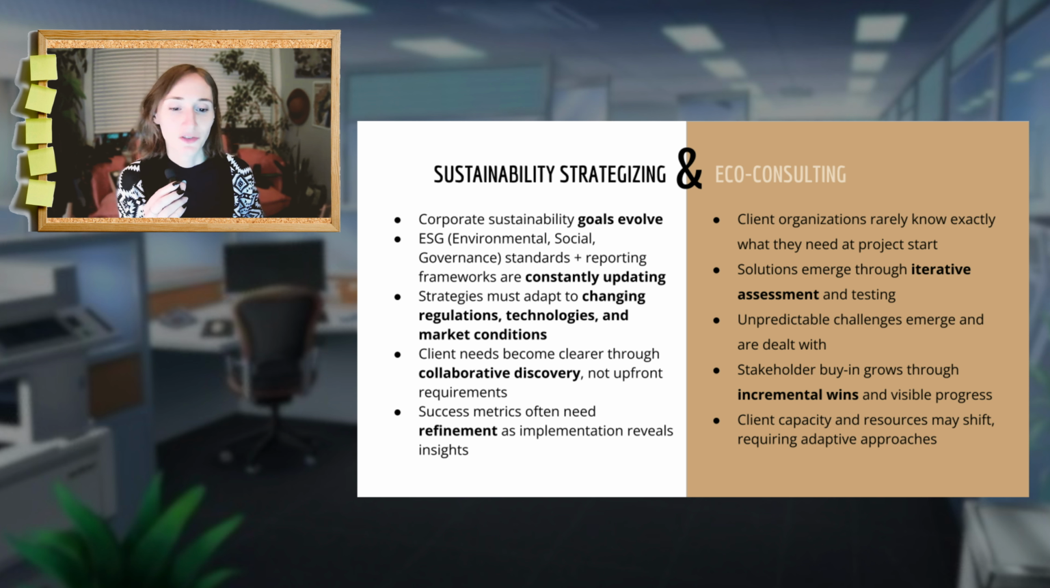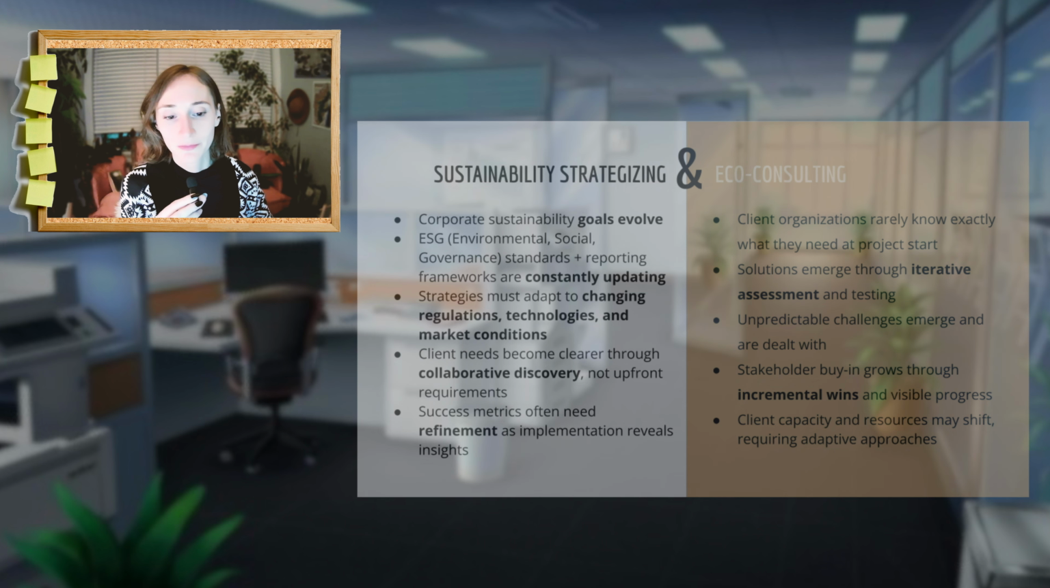Clients and organizations don't exactly know what they need when a project starts, and then we discover what is needed through assessing and testing. Unpredictable challenges surface all throughout projects, but incremental wins and visible progress increase trust and buy-in, or the opposite. Wherever there are people in change, there's also the potential for sudden unexpected shifts. Adaptive and agile approaches are best for this environment.